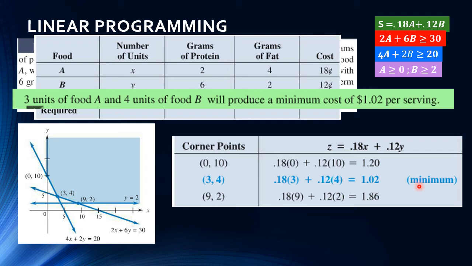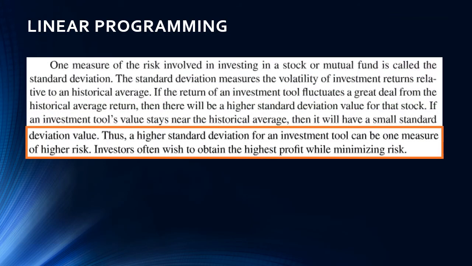Okay, so it's not only important that you figure out how to find the minimum value, but you know what these values mean. What does 3 mean? What does 4 mean? What does 1.02 mean? Remember we were talking about cost, so the 1.02 is the minimum cost. 3 was the amount of food A, and 4, or y, was the amount of food B. It's very important that you can interpret your results. Let's look at another problem.